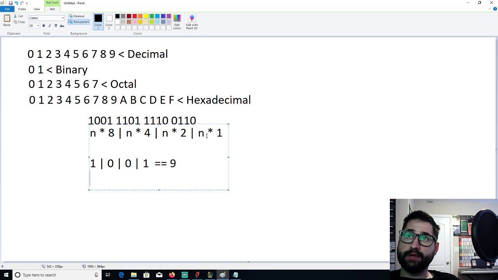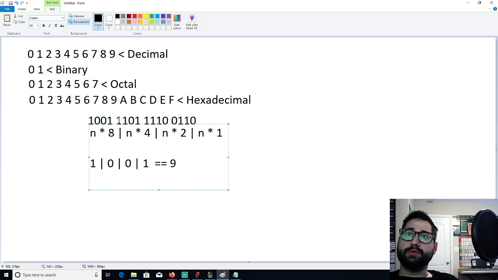So I want to convert this into hexadecimal, though. How would I do that? Well, 9 in hexadecimal is 9, right? So nothing changed in hex. 9 is equal to 9 in decimal. There's no difference in that. But what happens when we get into something that's bigger than 9?